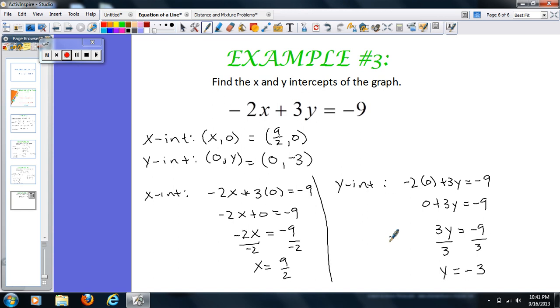Make sure if you guys have any questions about this that you ask. We are going to be using this to find the equation of a line if I give you a graph and many other different things. So come to class prepared to work on this type of stuff tomorrow.